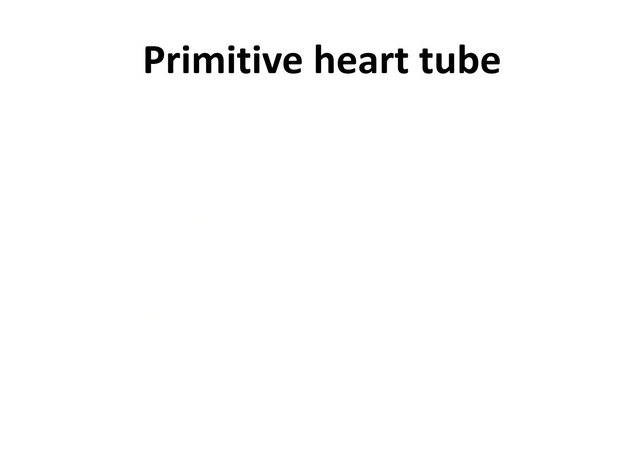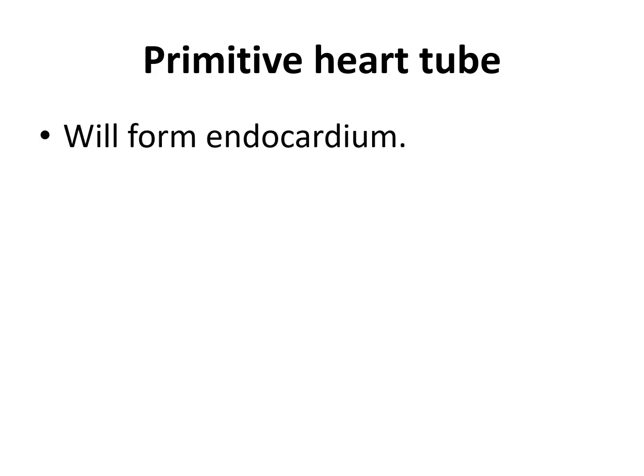So the first part of the heart which develops is called the primitive heart tube, and this will form the endocardium. As we mentioned, this is the inner layer of the heart, including the epithelium and the lamina propria, or the layer of connective tissue.